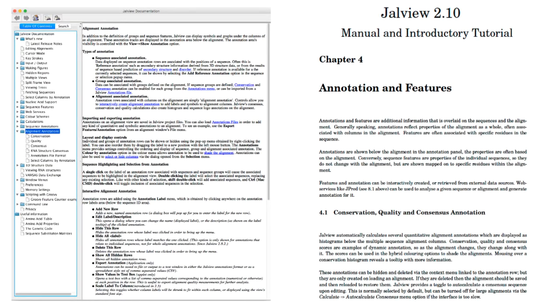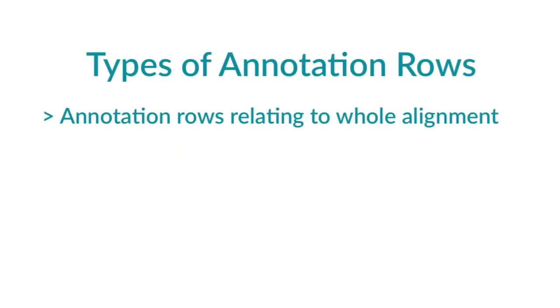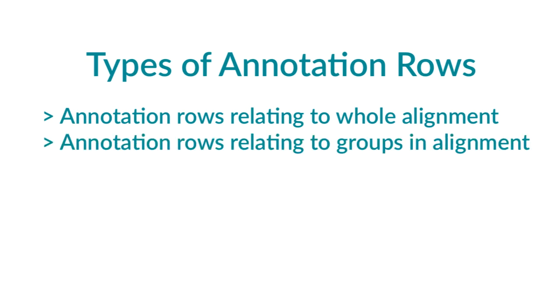For more information about these alignment-associated annotation rows, I recommend you look at the online help and the Jalview manual. In the annotation panel, Jalview is able to display four different types of annotation rows. Type 1 are annotations which relate to the alignment as a whole, such as those that open when Jalview is launched. Type 2 are annotation rows that relate to selected groups within the alignment.